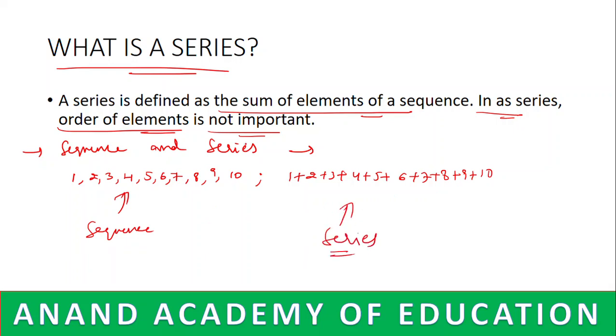So series is nothing but the sum of elements of a sequence, and we denote this sum of these elements as Sn. Here n is 10, so this can be written as S10, sum of 10 terms, because here we have 10 terms. So sequence is an arrangement of numbers in a certain order, and series is a sum of those elements arranged in a certain order.